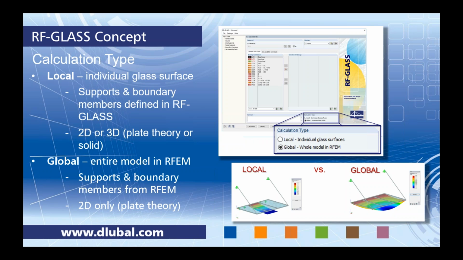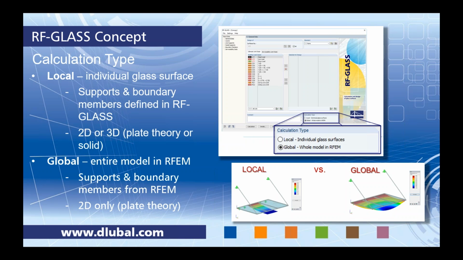So you're probably wondering, well, why would I ever want to do a local calculation if I have to redefine supports and boundary members? And two reasons for that. One, like I said, we cannot do a 3D solid analysis with a global calculation. So basically, if you have insulated glass or maybe you have very thick glass layers that a plate theory won't give you accurate results, the only option is to run a local calculation.